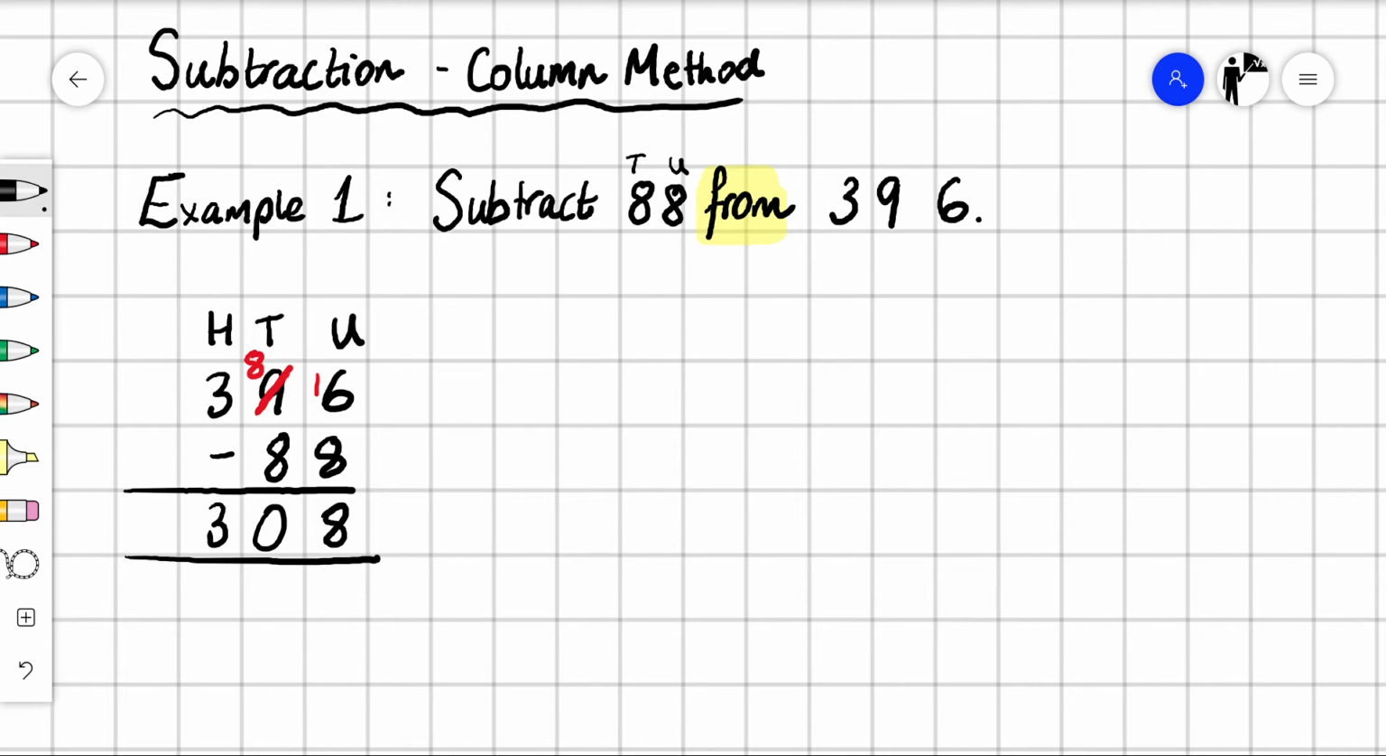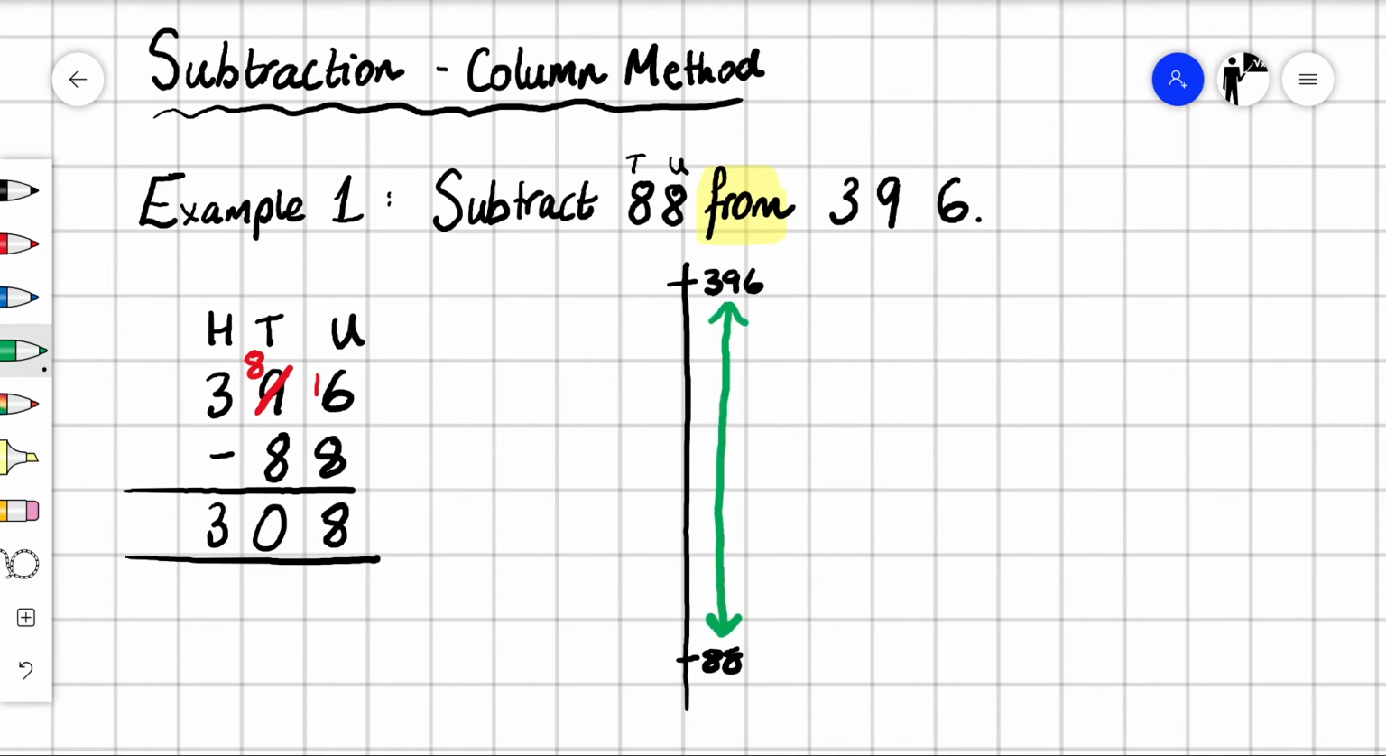What this technically means is, if we think about a number line, and let's just say somewhere up here is 396 and somewhere down here is 88, what we've found by subtracting is the difference between those numbers. Those numbers are 308 apart. 396 is 308 more than 88, and 88 is 308 less than 396.